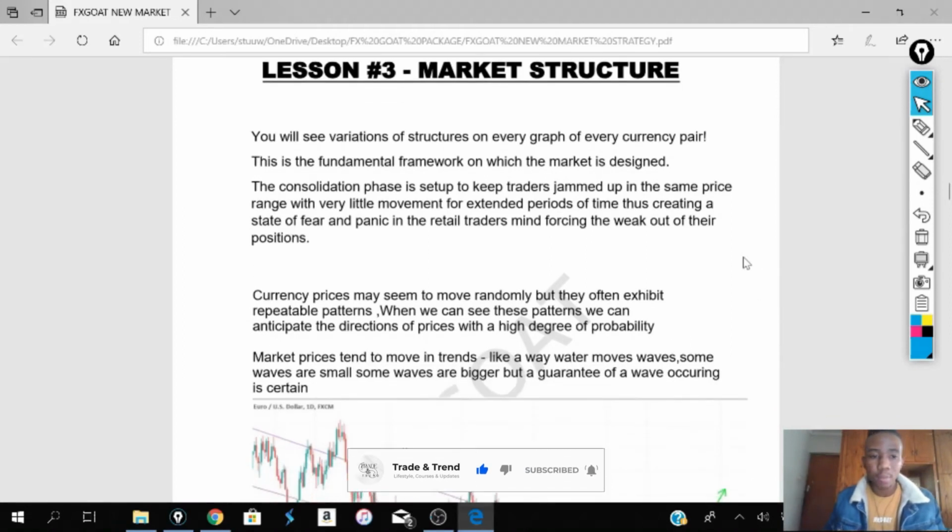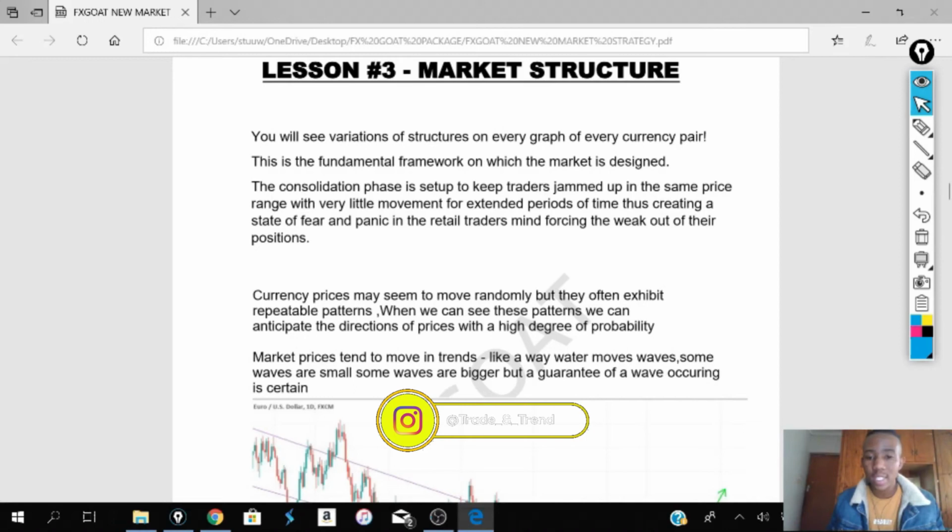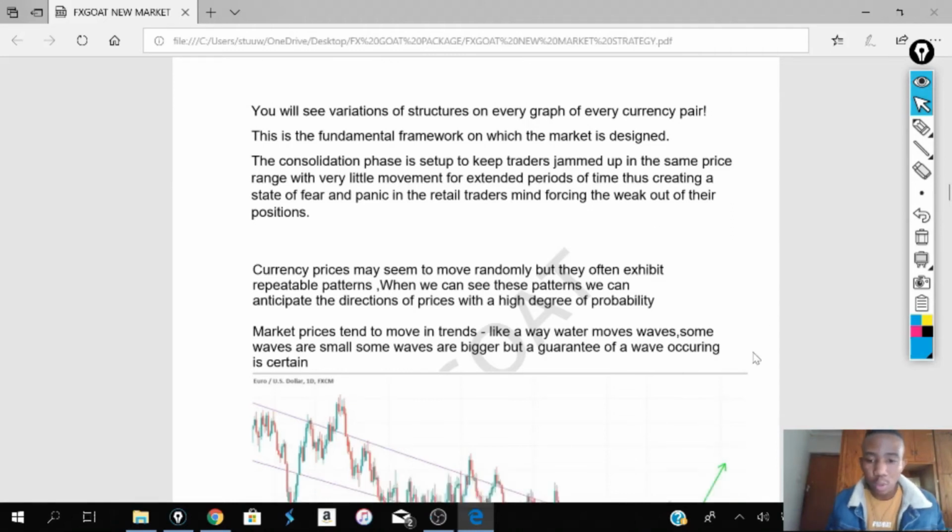So let's get started. You will see variations of structures on every graph on every currency pair. This is the fundamental framework on which the market is designed. The consolidation phase is set up to keep traders jammed up in the same price range with very little movement for extended periods of time, thus creating a state of fear and panic in retail traders' minds, forcing the weak out of their positions. Let's continue.